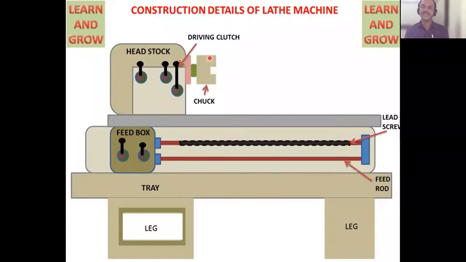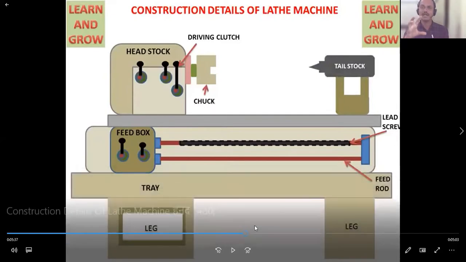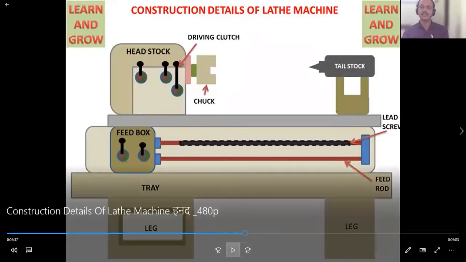And when we have to use a square shaft, we can use a four jaw chuck. The three jaw chuck is also called a universal chuck because it operates at a single point. It means when we move one jaw of the chuck, all three jaws work. It is not so in the four jaw chuck. In the four jaw chuck we have to apply motion to every jaw. So here another part is the tailstock.